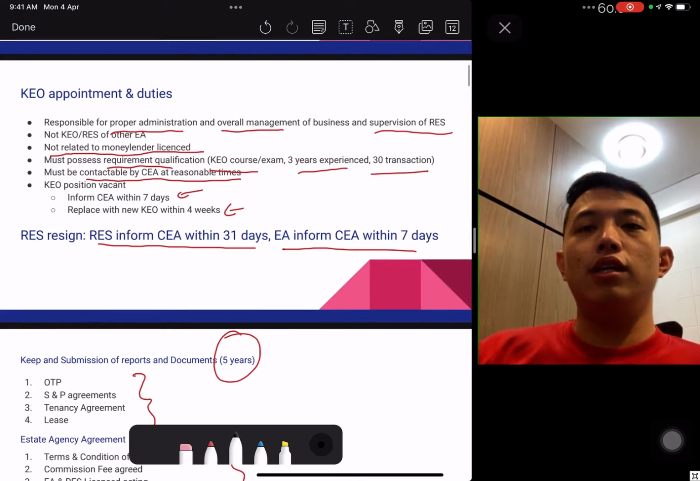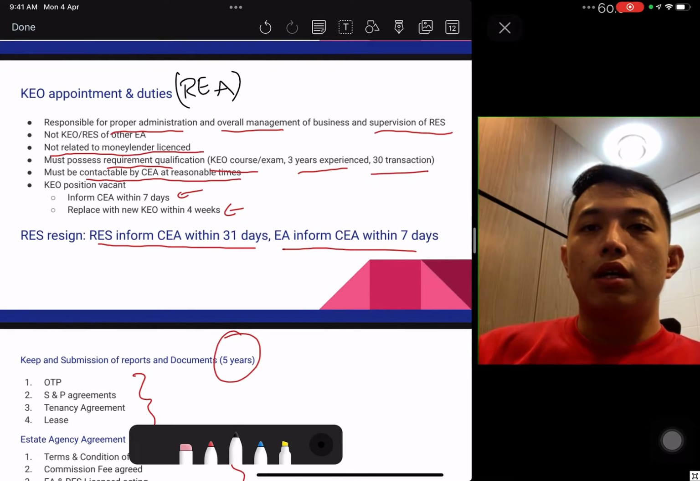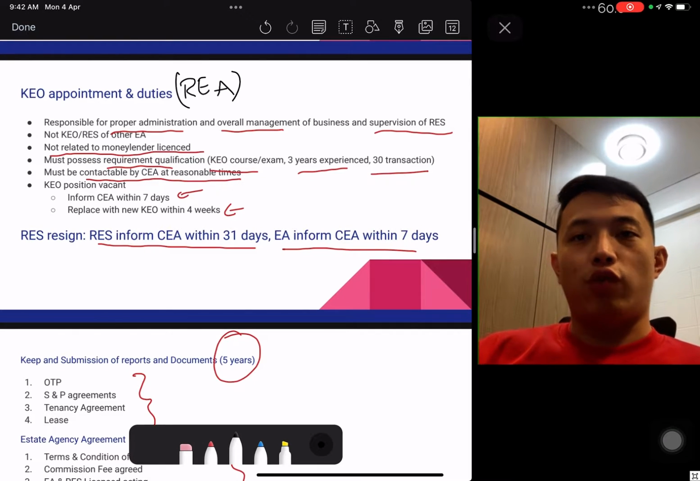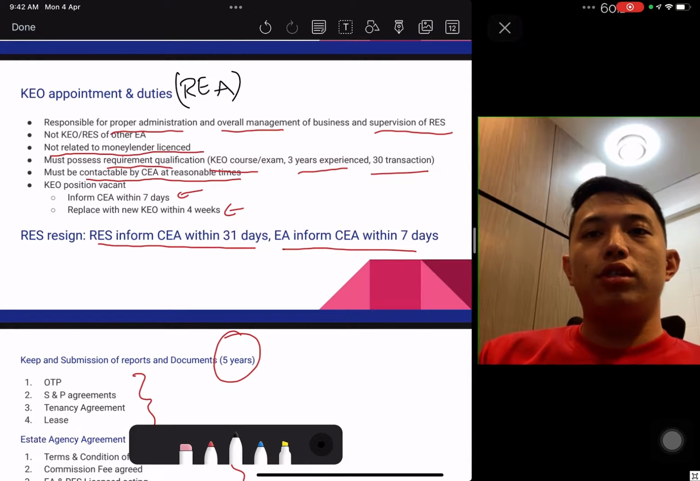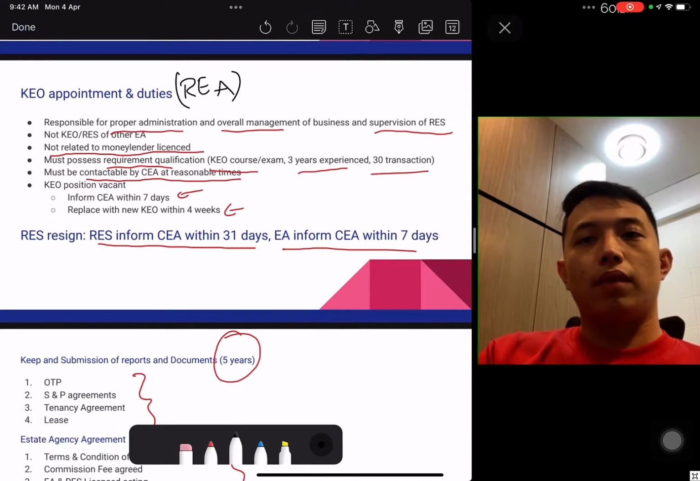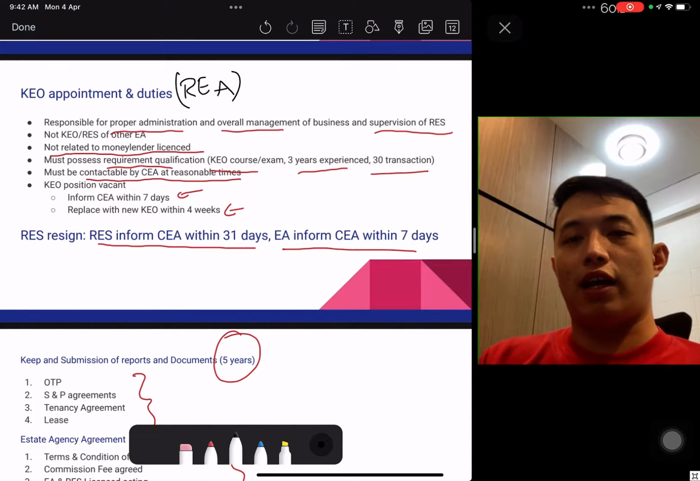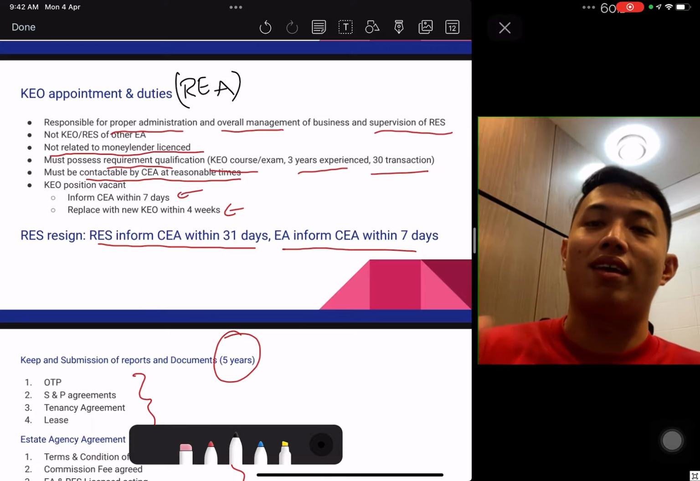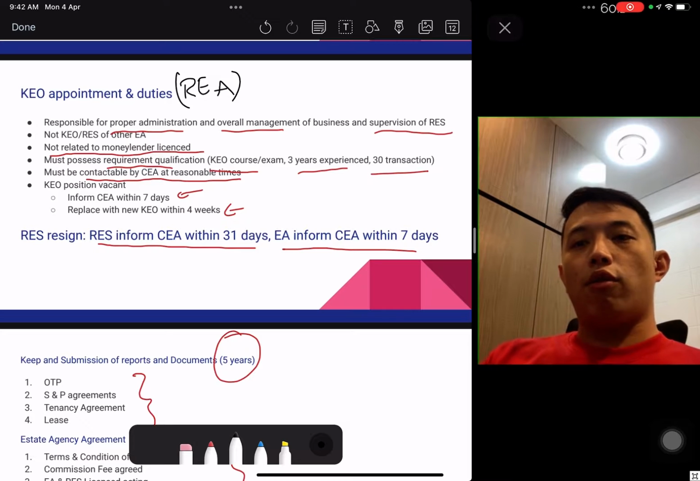So KEO responsibility. KEO, Chief Executive Officer, is also known as the Real Estate Agency licensed personnel. So every company must have one KEO to regulate the company and handle all the RES and the estate agency. So the KEO is required to do proper administration, overall management, and supervise all RES. Of course, they cannot act for more than one EA. To put it more simply, not related to any license, lender license, or anyone personally related.